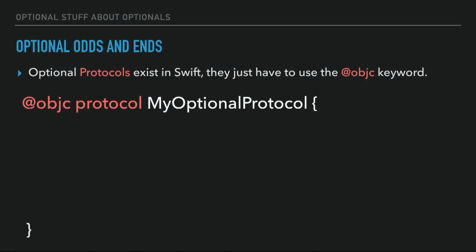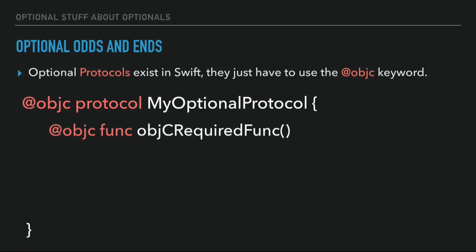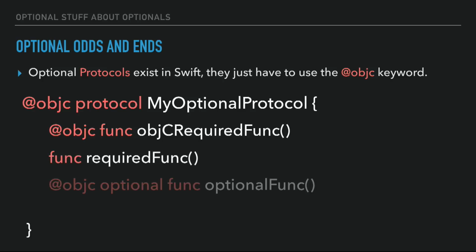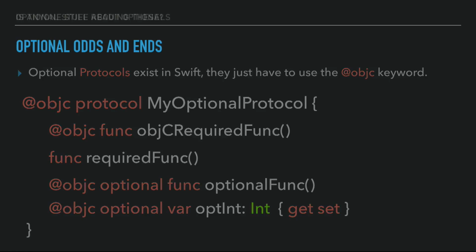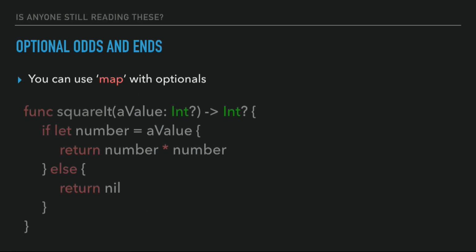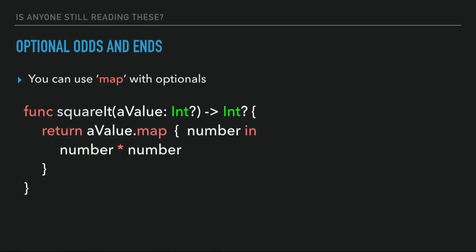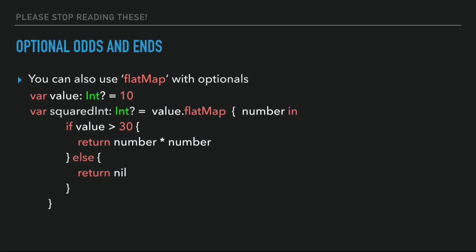There are optional protocols, and I'm just throwing this in there because it uses the word optional. You have to put @objc protocol at the beginning, and any function that you want to make optional, you actually have to put optional in front of it. Look into it. Hopefully you don't use this at all. It's not the best approach. And we'll skip the fact that optionals have their own version of map and their own version of flatMap, which I probably lost a lot of people there. And we are out of time, so if you have questions, let me know.